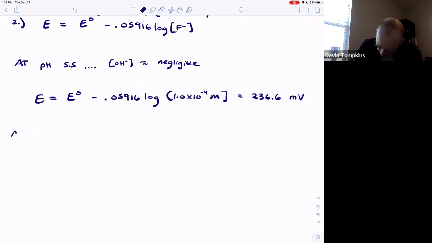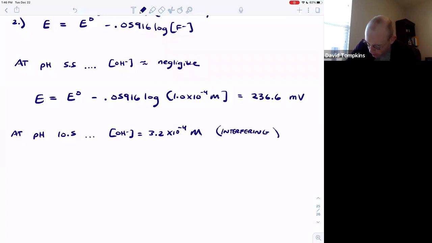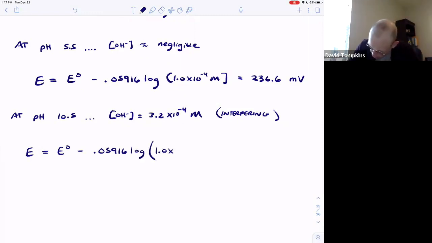At pH 10.5, now we have a large concentration of hydroxide, and we determined that to be 3.2 times 10 to the negative 4 molar, which is no longer negligible. This is a high concentration of anion that is interfering and masquerading itself as if it were a fluoride ion. So now the potential becomes 0.05916 times log of the fluoride concentration. So this is the true concentration here of the ion of interest, the analyte. But it appears that there is extra fluoride in solution because hydroxide is similarly charged and similar in size.